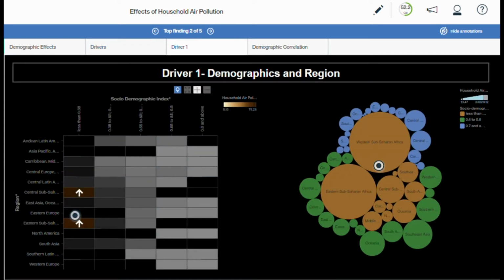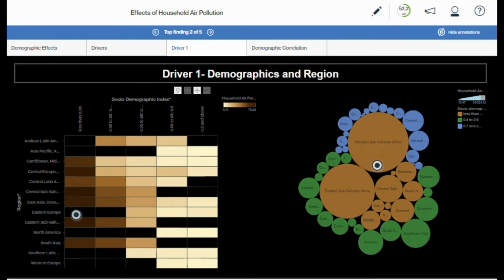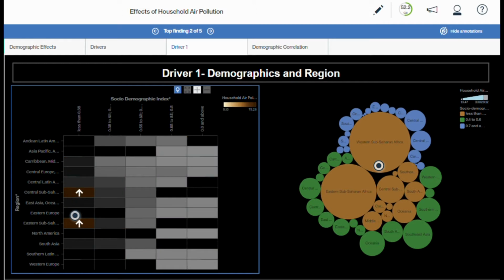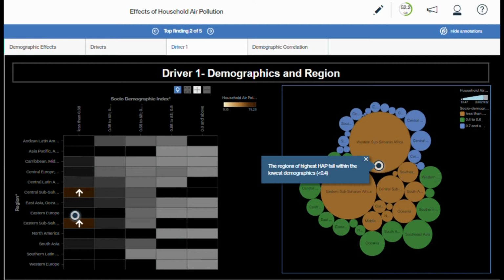Driver 1, demographics and region. Regions falling under lower demographic index exhibit higher household air pollution, as shown by darker shaded areas of the heat map. Highlighted areas found within the drill down for driver 1 indicate unusually low demographic index. These regions have the strongest impact, increasing the target variable. As shown on the right, the large brown bubble regions fall within a demographic index of less than 0.4.